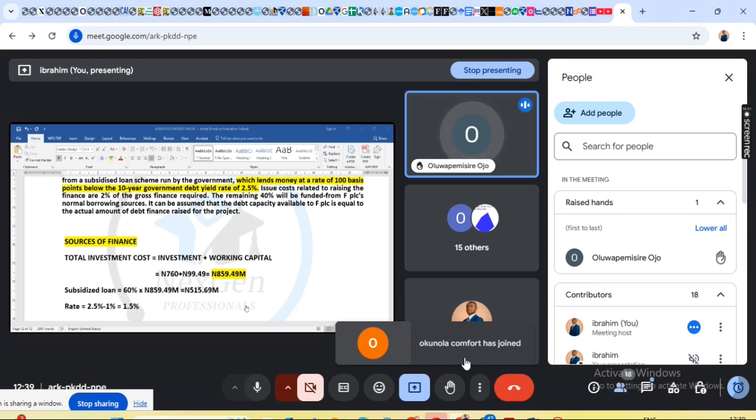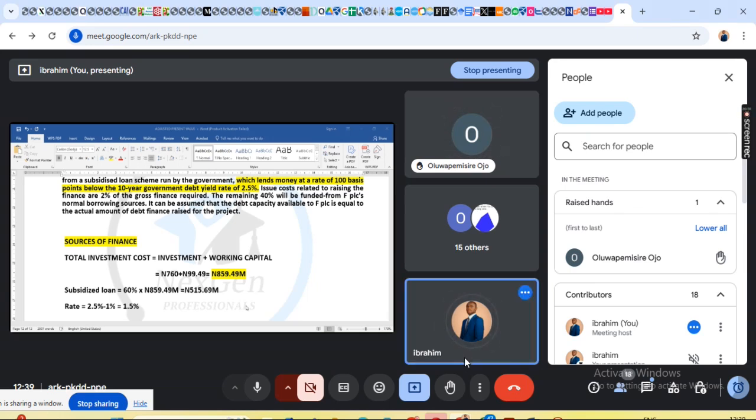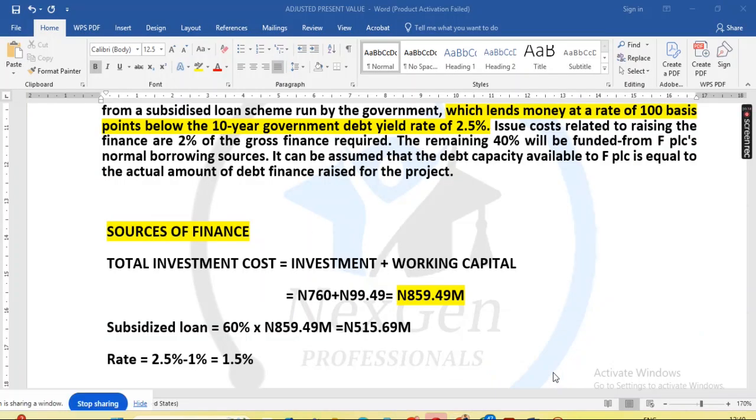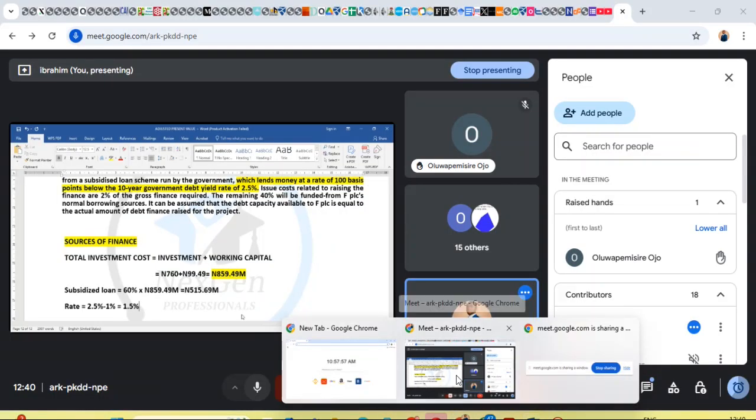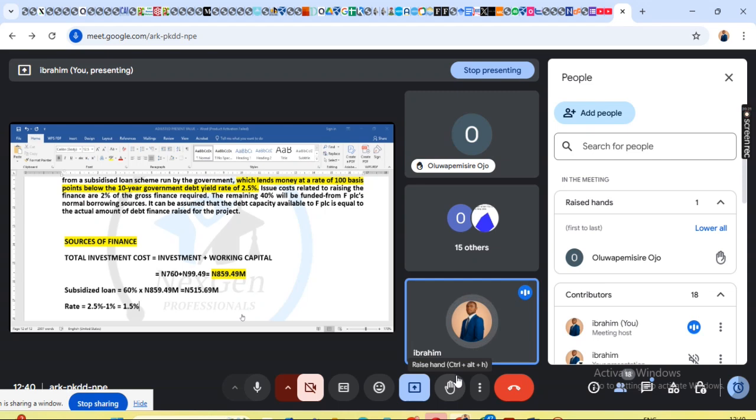I still don't get this analysis of 2.5 minus 1%. You've been in our class for adjusted present value from the beginning, till date. And you always know that subsidized loan will be lower than commercial rates. They are telling you that the subsidized rate, ideally supposed to be given to you, but they are not giving you. They are telling you that it is 100 basis points below the government yield given to you.